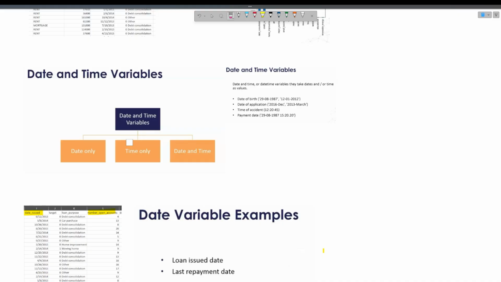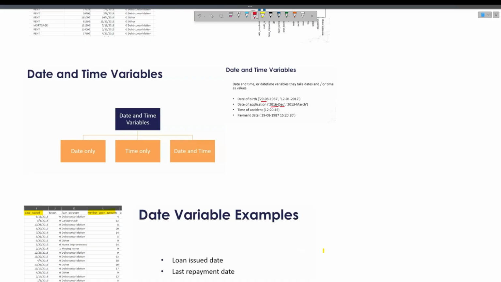Date and time can be divided into only date, or only time, or date and time combined. So here you can see date of birth. Here we have just numbers, 29, 08 and 197, right? But for date of application you can see the number and at the same time the month, right? Date and month. For time of accident we just have numbers, and for payment we have just numbers.